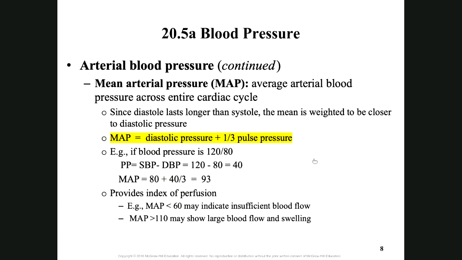For calculating the mean arterial blood pressure, we need the diastolic blood pressure and our pulse pressure. And we have an equation for this: the mean arterial blood pressure is equal to diastolic blood pressure plus 1/3 of pulse pressure. Imagine that your blood pressure is 120/80. First, you need to calculate your pulse pressure. Your pulse pressure is equal to systolic blood pressure minus diastolic blood pressure. 120 minus 80 is equal to 40.